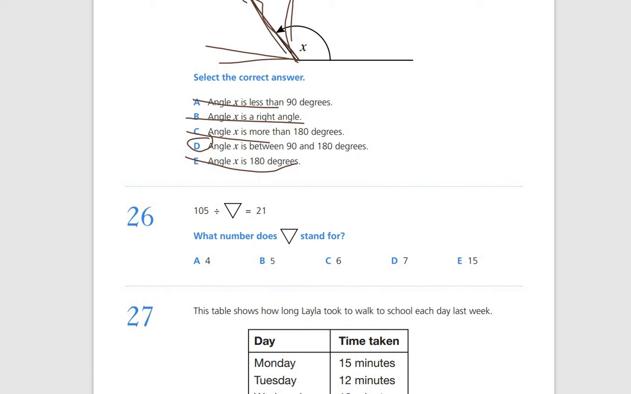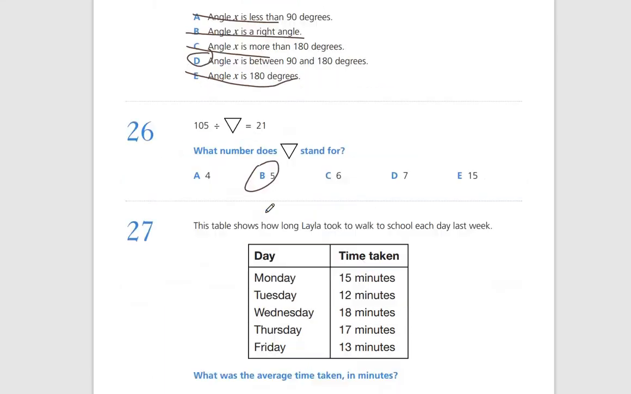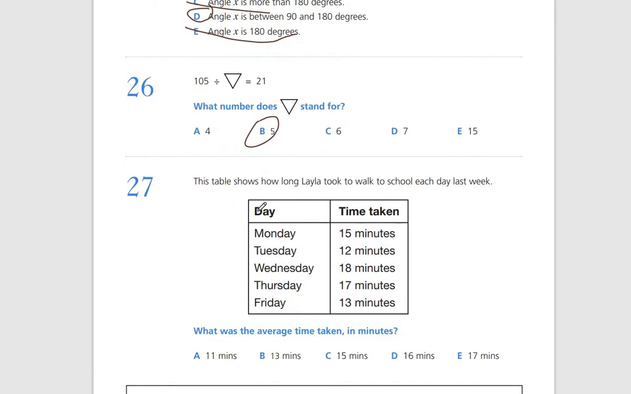So let's start. 105 divided by the triangle equals 21. What number does the triangle stand for? All we can do is 105 divided by 21, so we can do opposite ways to get our triangle. And if you work that out, we get an answer of B, which is 5. 21 times 5 is 105.